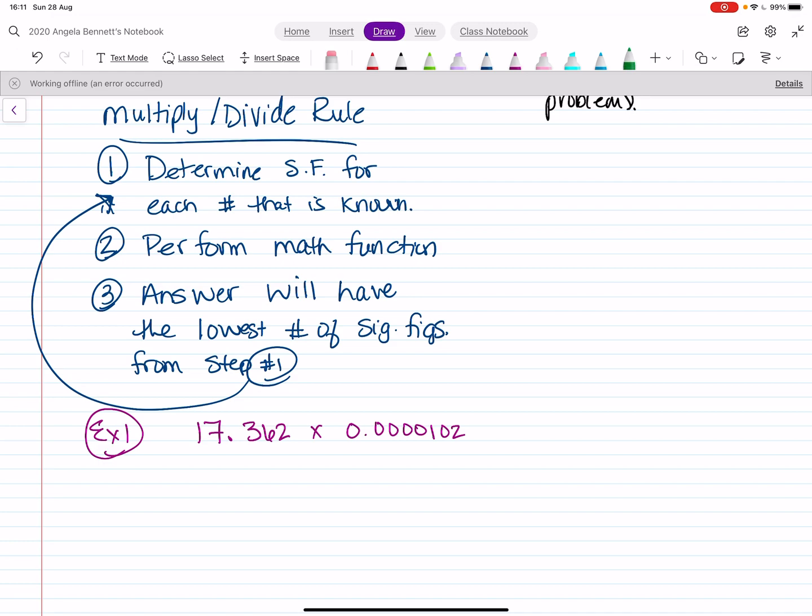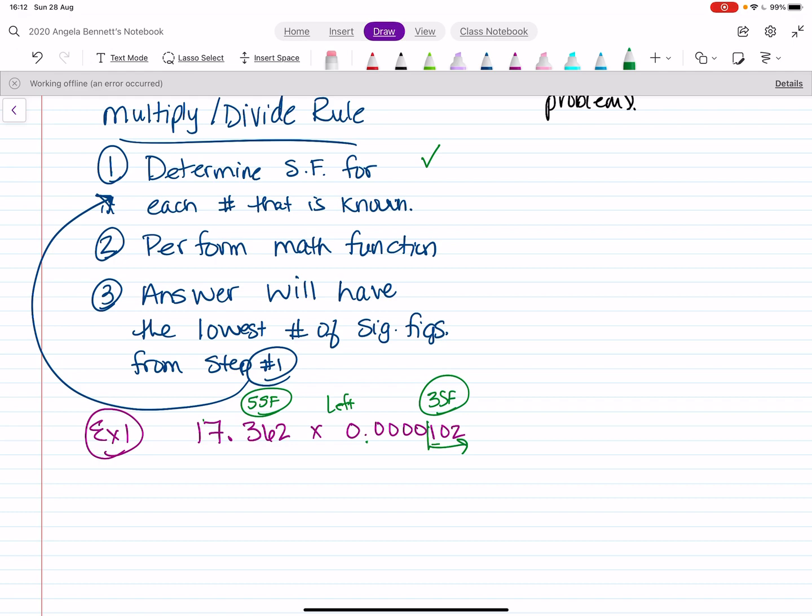The 17.362, well, guess what? They're all significant because there are no zeros, so you don't even have to worry about it. So there's 1, 2, 3, 4, 5. There are 5 sig figs in that number. And then the second number has a bunch of zeros. I have a decimal point, which means I start on the left-hand side of my number and move from left to right. I will not start drawing my ray until I hit my first non-zero number, which is the 1. So this one has 3 sig figs. So I did step number 1. Check. I determined the number of sig figs for each of my known numbers.